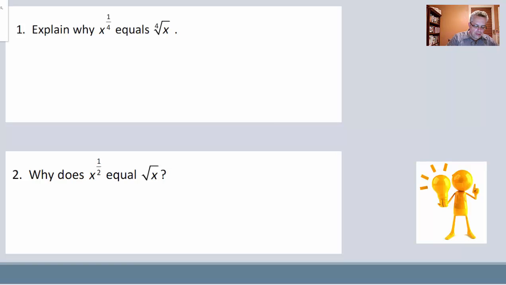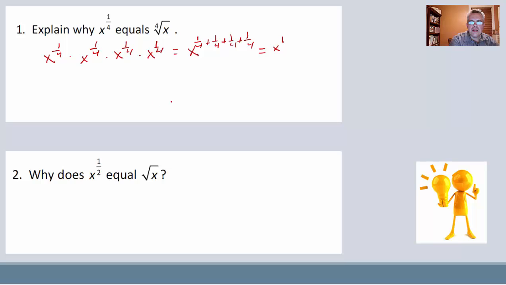What's the connection here? Well, if we multiply x to the 1/4 times itself 4 times, x to the 1/4 times x to the 1/4 times x to the 1/4, and then one more time times x to the 1/4, and we want to get a feel for what this means. Well, we should be able to add the exponents. If we multiply powers, we add exponents. So this would be x to the 1/4 plus 1/4 plus 1/4 plus 1/4, which is actually x to the first. So when I multiply this thing by itself 4 times, I get x.